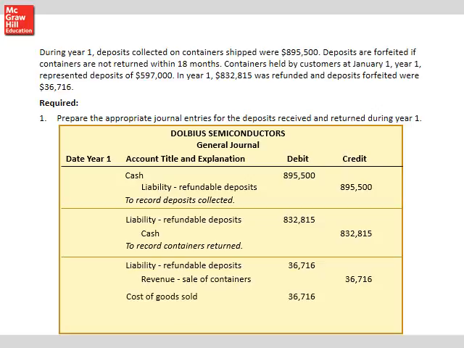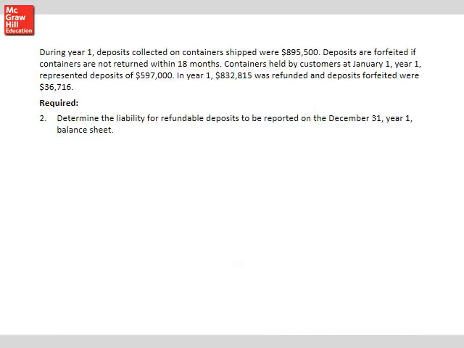Okay, so our cost of goods sold is $36,716, and we credit our inventory of containers. That assumes that the deposit on containers is at the actual cost, which is reasonably common. Then the second thing that we have to do is to determine the liability for refundable deposits to be reported on the December 31st, year 1 balance sheet.